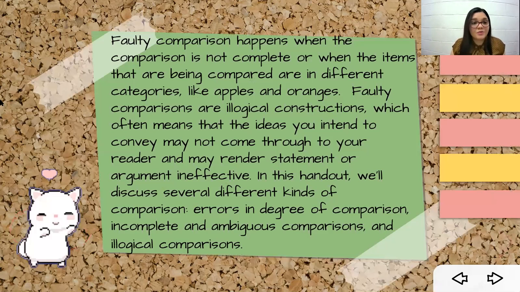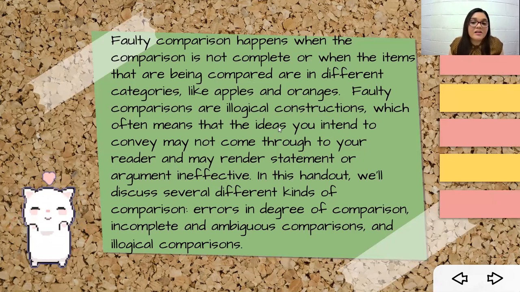But sometimes we need to remember that faulty comparison happens when the comparison is not complete or when the items that are being compared are different categories. Like if you're comparing apples and oranges, they are fruits both, but they are different. Faulty comparisons are illogical constructions, which often means that the ideas you intend to convey may not come through to your reader and may render a statement or argument ineffective.